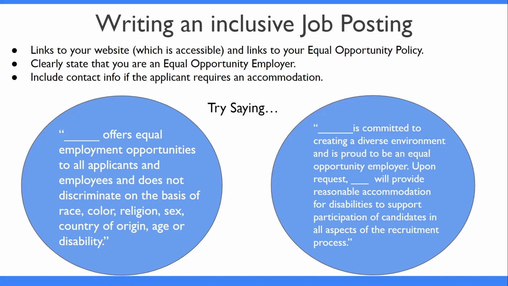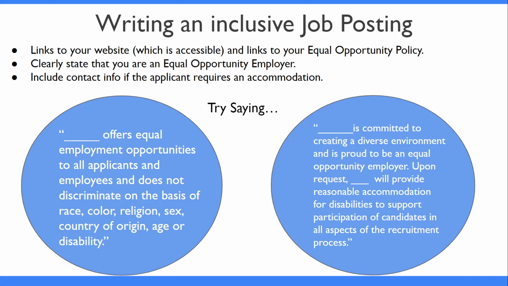Let the person see that you have a policy in place, you're following that policy, and that it's important to you to be an equal opportunity employer. Clearly state that you are an equal opportunity employer. This really signals to job seekers that you are aiming for an inclusive workforce. And include contact info if the applicant does require an accommodation or if they have any more information and want to reach out to someone directly. It just shows that you're really approachable.